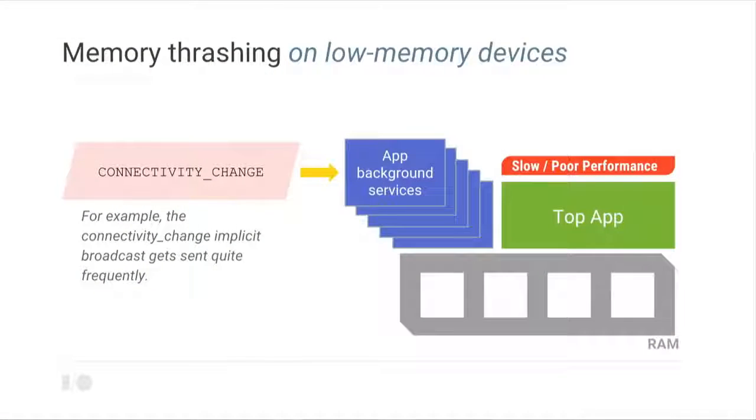A broadcast called connectivity change. This is a broadcast that gets sent quite frequently on your device. You know, anytime you switch from Wi-Fi to cell or back, or any kind of connectivity change happens, this broadcast gets sent. And it turns out a lot of applications listen to this broadcast in a static way by declaring receivers in the manifest file. And so whenever this broadcast gets sent, lots and lots of applications are woken up to perform activity in the background, and you get a frustrating experience on your device. So this is the problem we're trying to solve.